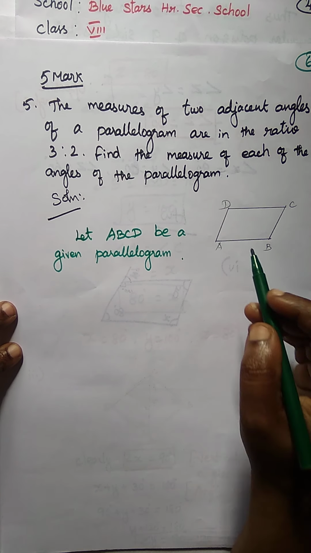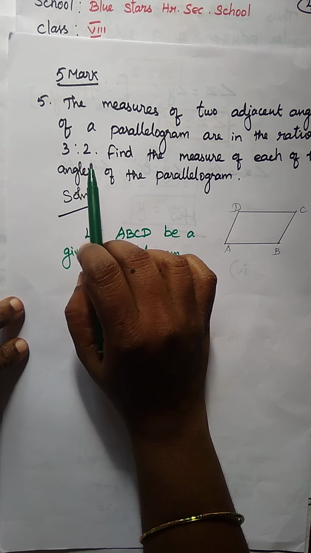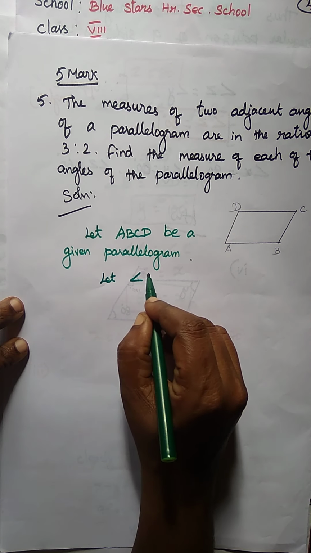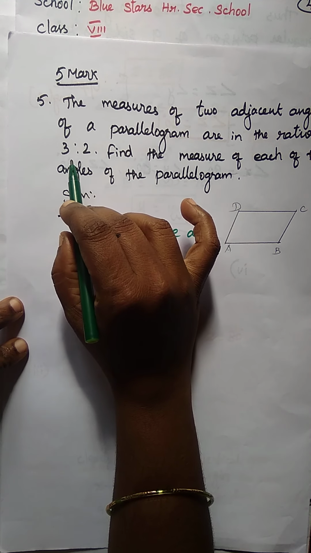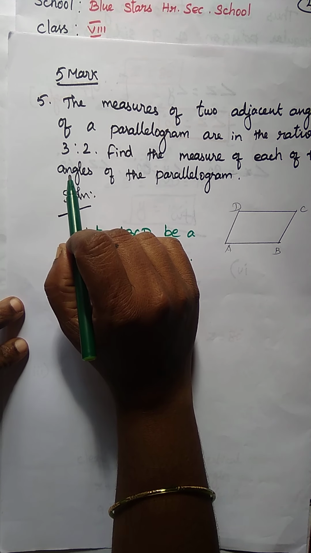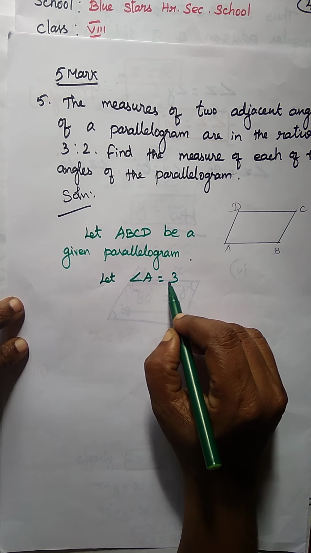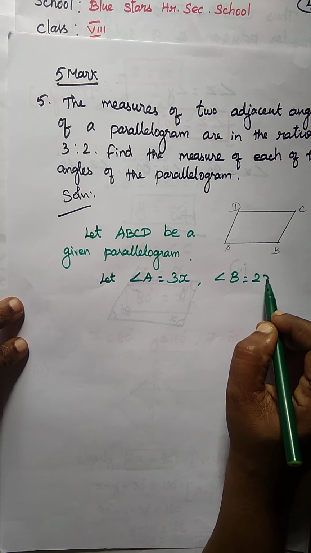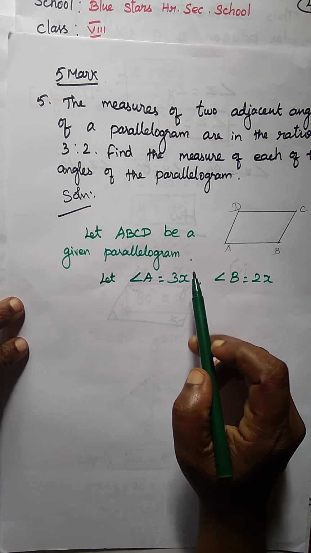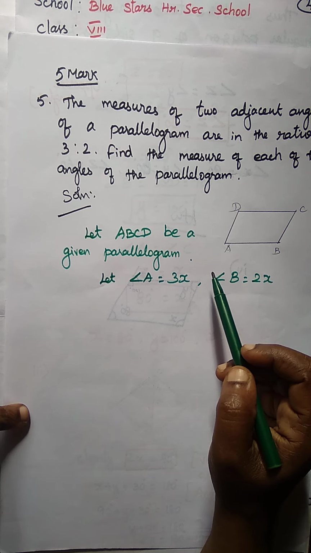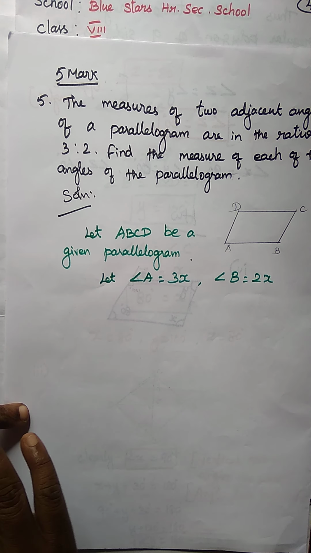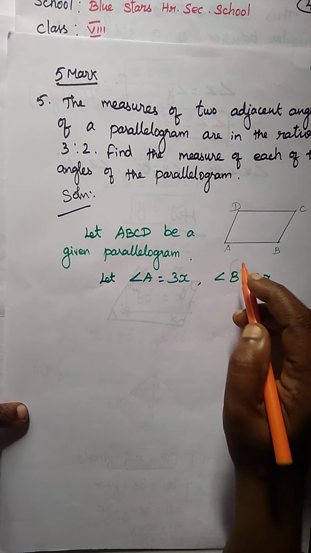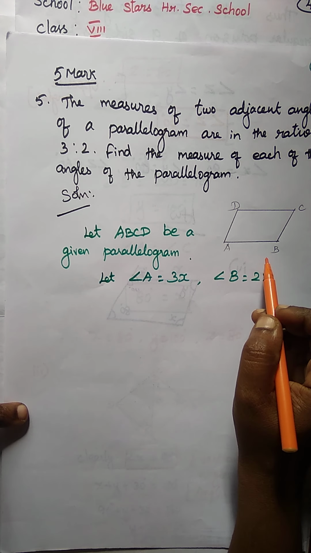Okay, now let us take the ratio is 3:2. So we will write, let angle A is equal to, in the ratio first part is 3, so I am writing 3x. Now angle B is equal to 2x. Using that we find the value of x. So which property is used here? Two angles are adjacent. So which property?